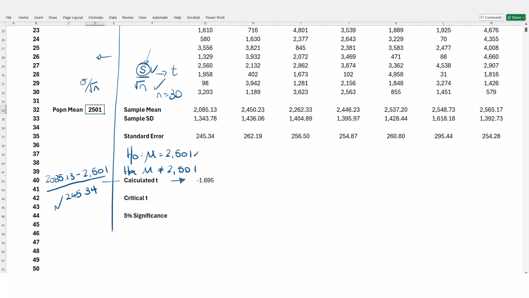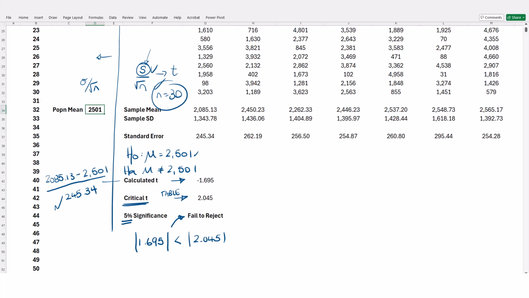Is that far enough away to reject? We need a critical value, which is going to be 2.045. You would need a table or you'd need to be given that T. It depends on the degrees of freedom. So with 30 observations, we'd have 29 degrees of freedom. And for 5% significance, which is what I'm using here for a two-tailed test, you get, in the tables you're given, 2.045. It's the interpretation that's key. Our calculated T, 1.695, in absolute terms, because it's a two-tailed test, is less than the critical of 2.045, which means we fail to reject the null.